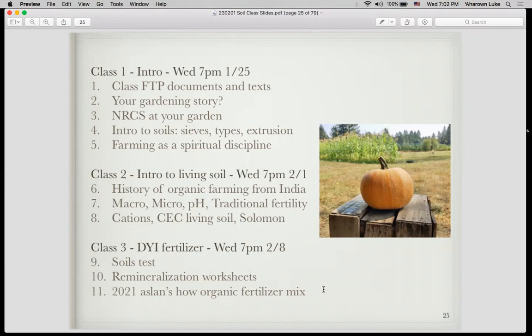And then we have the NRCS USDA soil map, and so that is an important part of using tools we have at our disposal to find the soil type, the native soil type at our location. So we went over that, and then basics on types of soil, silt, clay, sand, and how those are used to classify different categories of soil.